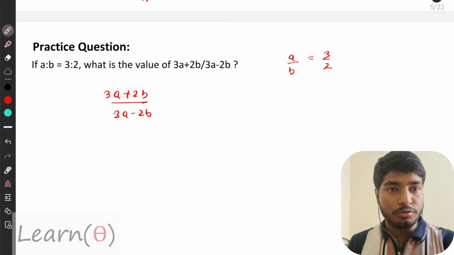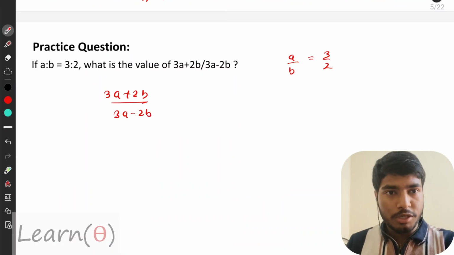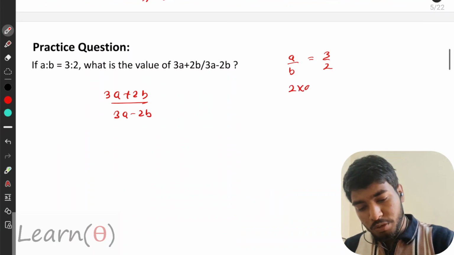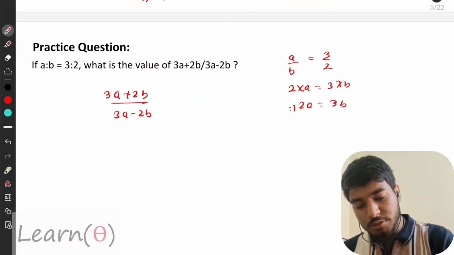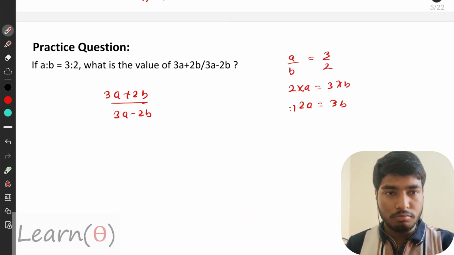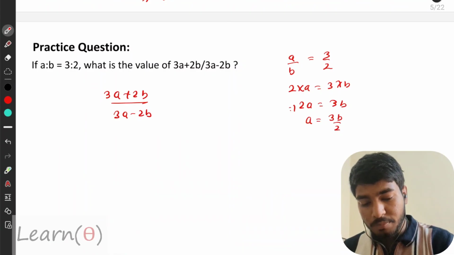Listen to how to approach this question. I am given that a by b is equal to 3 by 2. So can I say that 2 into a is equal to 3 into b? That means 2a is equal to 3b. Yeah, I can say this. From here, can I say that a is having a value of 3b by 2?